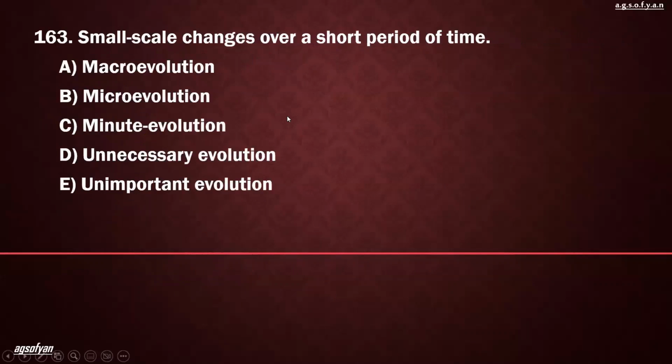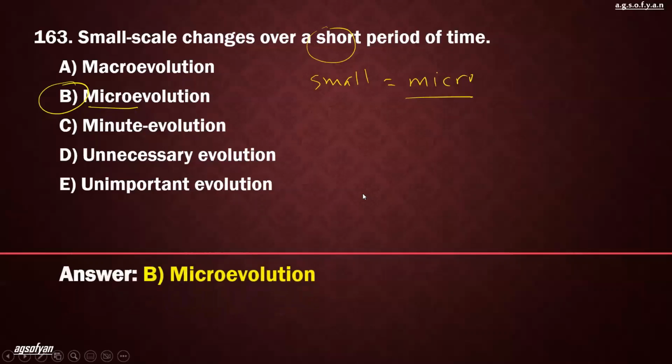Small scale change over a short period of time is called... we have this in the class, a short period of time. B. Yes, short, small, micro. So micro means short or small. So it should be microevolution.